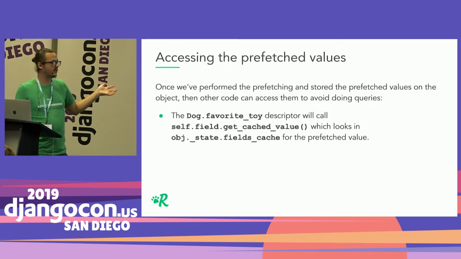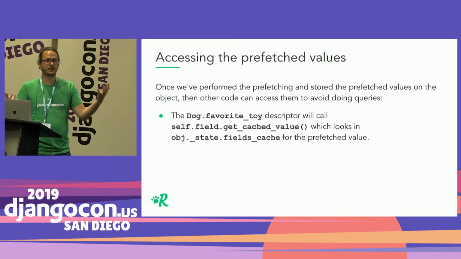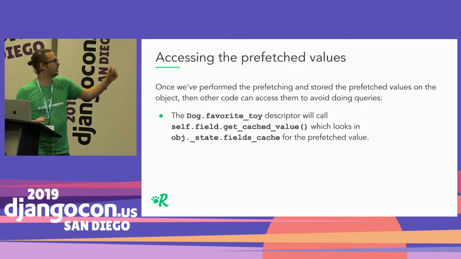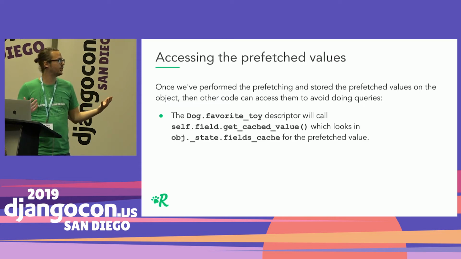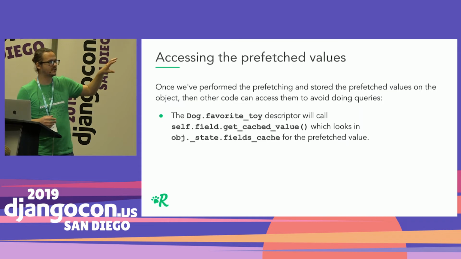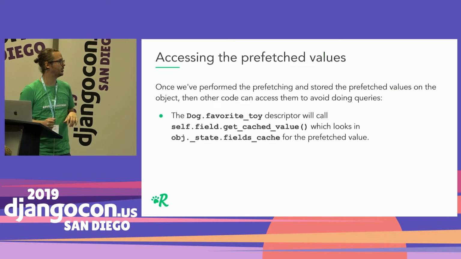Great. So once those are there, how do we make use of them? How does Django make use of them? This depends on which particular prefetcher you used. But in the case where we had this dog.favoriteToy, this descriptor will call self.field.getCachedValue, and this looks in the fields cache dictionary to see whether or not the favorite toy has already been fetched. So the code in this descriptor knows where the prefetch related code is going to put the related object.